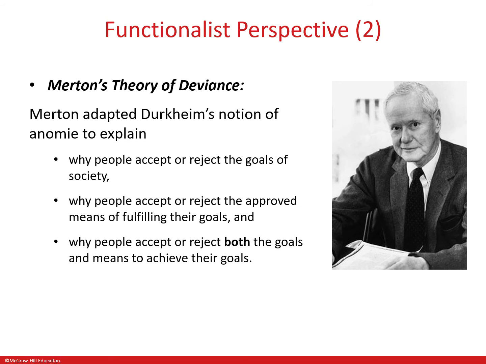He seeks to explain why people accept or reject the goals of society, why people accept or reject the approved means of fulfilling their goals, and then ultimately why people accept or reject both the goals and the means to achieve these goals. We're going to go through the different types. There are five basic forms of what he calls adaptations. So Merton's anomie theory has five basic forms of adaptation. We have the conformist, the innovator, the ritualist, the retreatist, and the rebel. So let's go over these now.